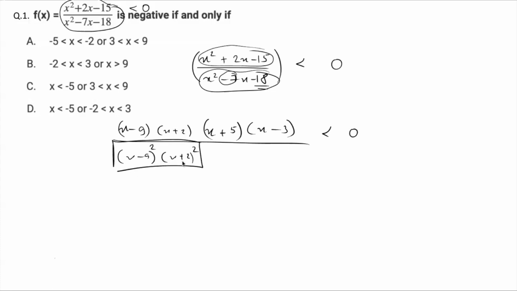Now the perfect square can have the value 0, but it can't be 0 here because in that case the expression is not defined. So the perfect square here has to be positive, right? That means if the entire expression needs to be less than 0, this term will not contribute. The only part that needs to be negative is the numerator, which is (x minus 9) into (x plus 2) into (x plus 5) into (x minus 3).